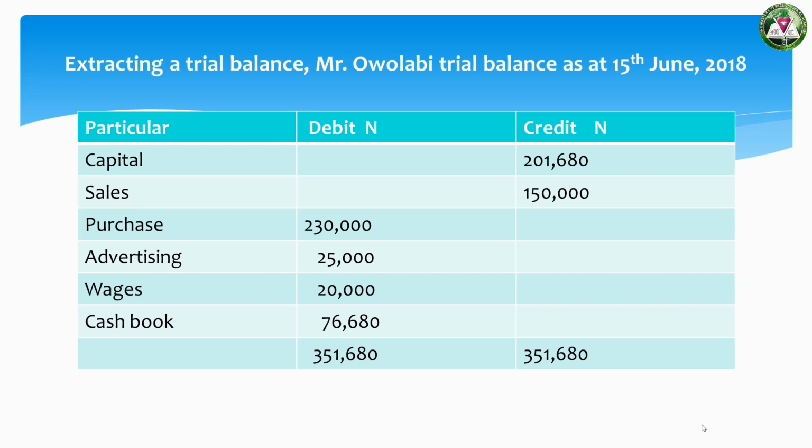Debit. Now, where should it be in the trial balance? Very good. It should be on the credit side. That is 201,680 naira. Then the next transaction on our cash book is what?